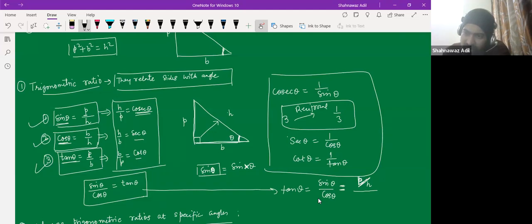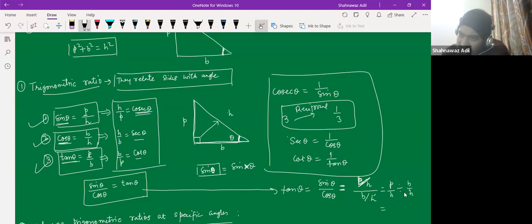What is cos theta? Again, this is a ratio, V by H, right? H. So this is cos theta, right? And if you take P by H, this H will go in the denominator, because if we write it in division form, this is P by H divided by V by H.